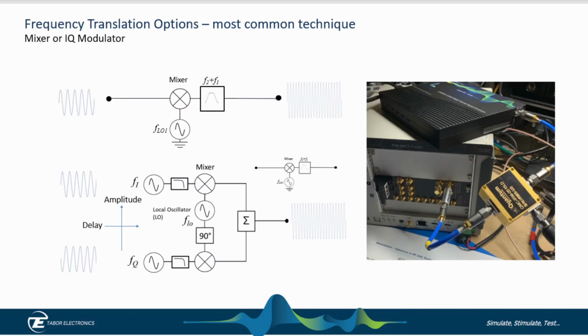However, it still requires some filtering, and this type of mixer, IQ modulator mixers, tend to drift over time, so you're always going to be going back and calibrating. So let's look at some different ways of doing this.